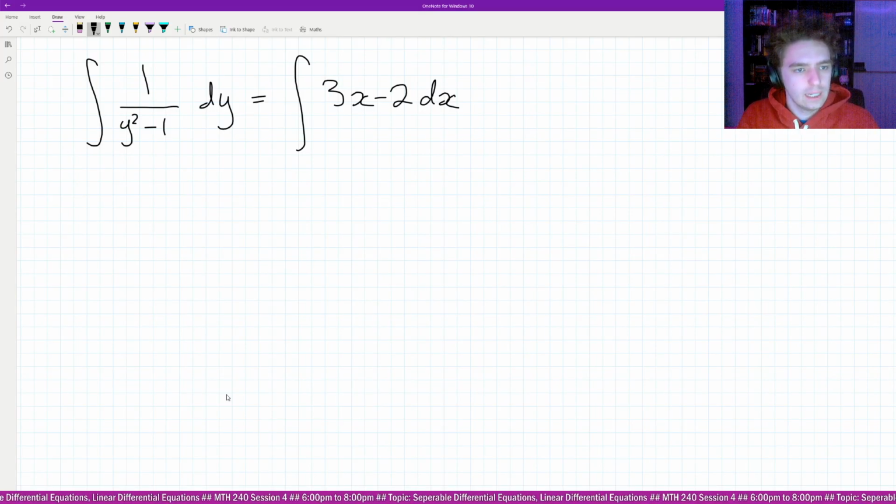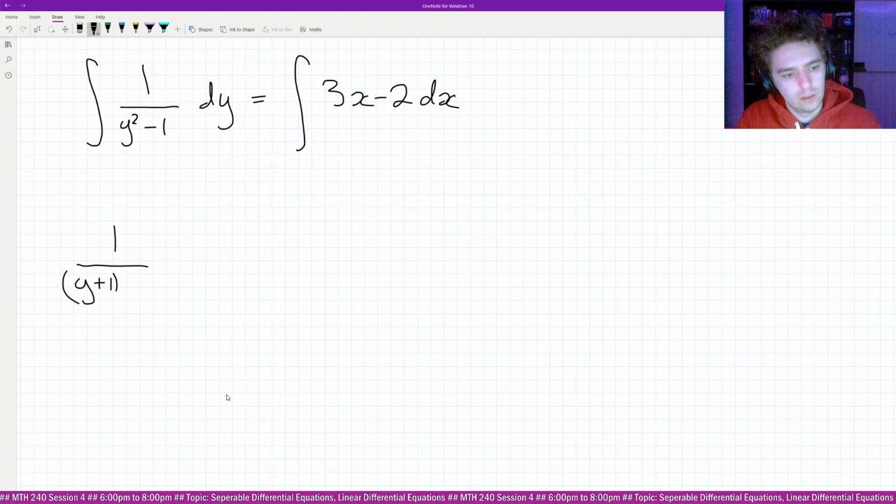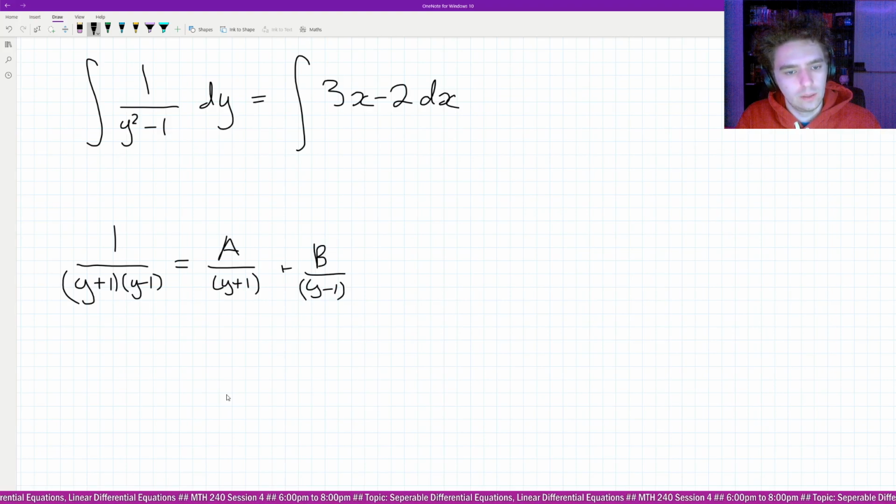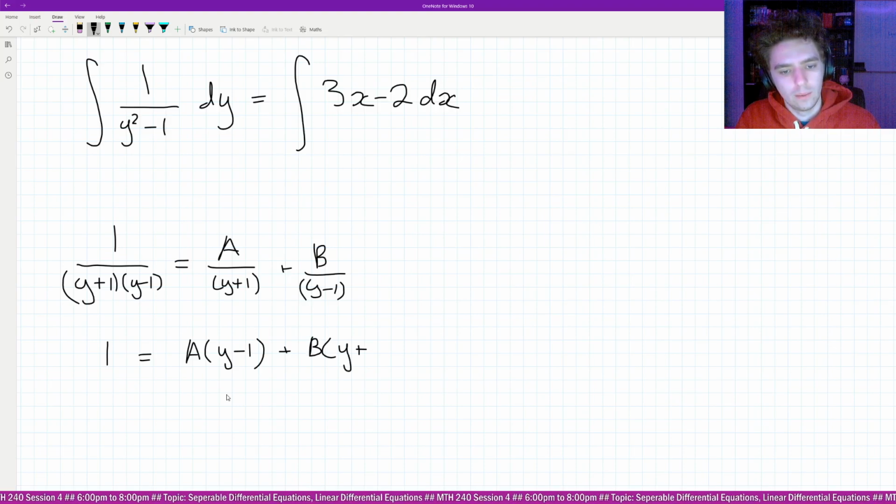So the bottom factors into y plus 1, y minus 1, so I'll just separate that. 1 over (y plus 1)(y minus 1) equals a over y plus 1 plus b over y minus 1. Okay, so 1 equals a(y minus 1) plus b(y plus 1). 1 equals ay minus a. Well, I'll do the quicker method for this one.